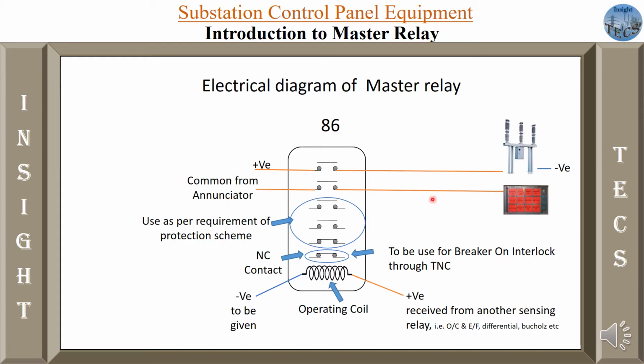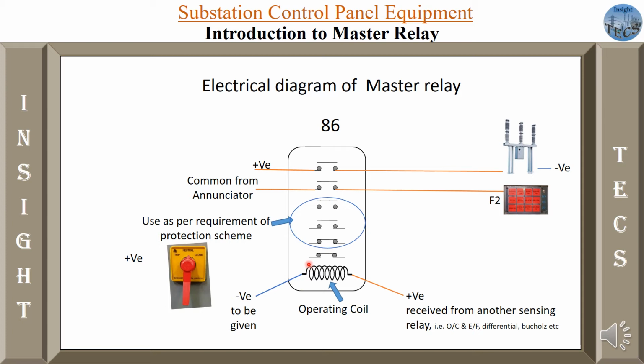Now how can we use it for the annunciator? For the annunciator, the common from the annunciator is connected at one end of this contact, and on the other end we will connect it to the window where we want to display that the master relay is operated. We are using the second window over here, so we will connect this end to the F2 point. Okay. Now let us see the NC contact.